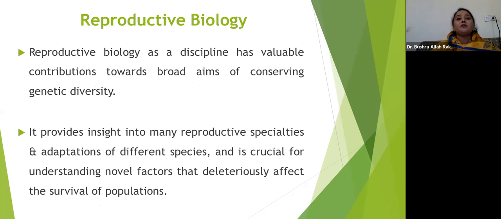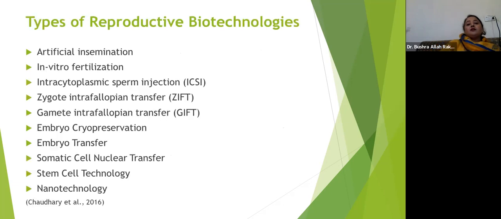So reproductive biology has a major aim in the conservation of genetic diversity. It provides insight into male reproductive specialties and adaptation of different species, and is crucial for understanding the novel factors that deleteriously affect the survival of the population. So it means that we need to conserve the species.